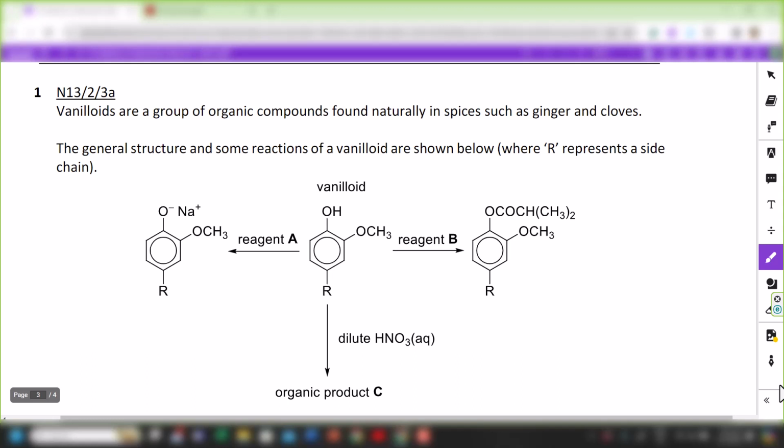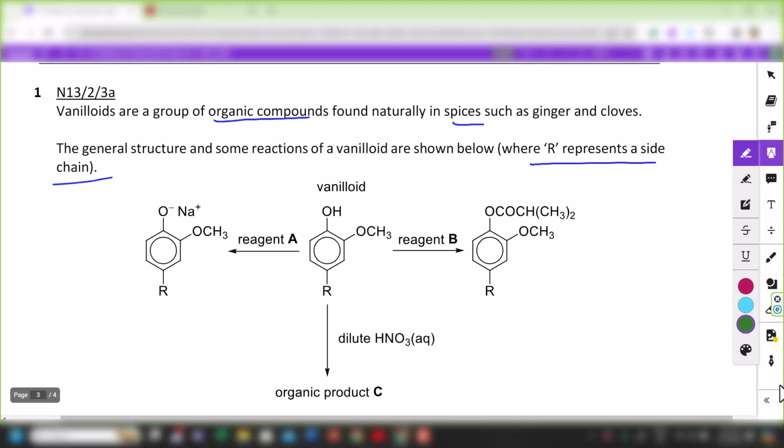Okay, so we have vanilloids. They are a class of compounds found naturally in spices such as ginger and cloves. The general structure and some reaction of vanilloids are shown below. The R group represents a side chain. Okay, so since they say a side chain, probably not very important.